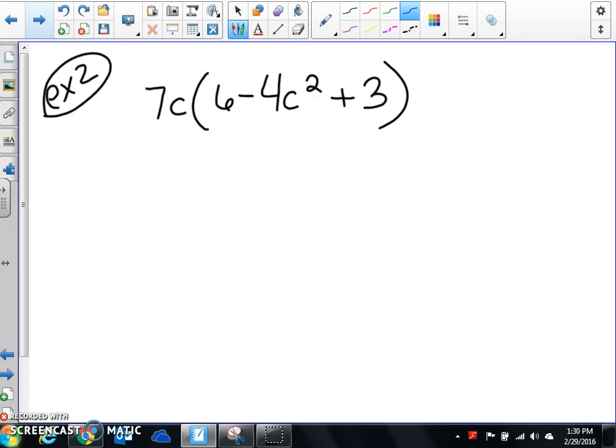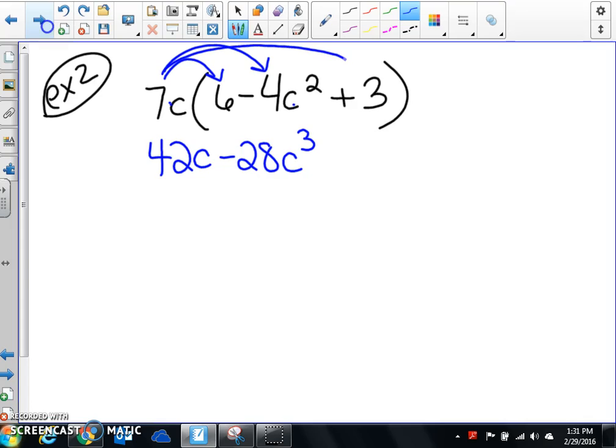All right, I distribute. 7 times 6 is 42, and I've got 1c. Distribute. 7 times negative 4 is negative 28. I have 1c, I have 2 c's, so I have c cubed, 3 c's. And then I go out this way. 7 times 3 is a positive 21, and I've got 1c.